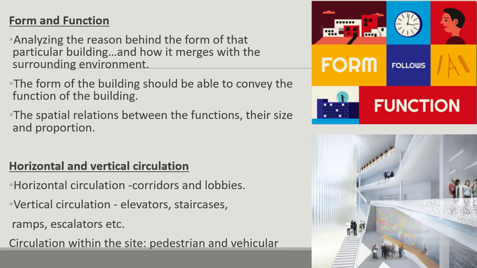Horizontal and vertical circulation, their position and size are also important to know the flow of the people in and around the building. Horizontal circulation includes corridors and lobbies, while vertical circulation includes elevators, staircases, ramps, escalators, etc. Also note circulation within the site, both pedestrian and vehicular.